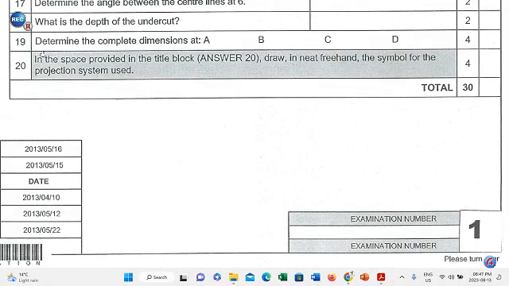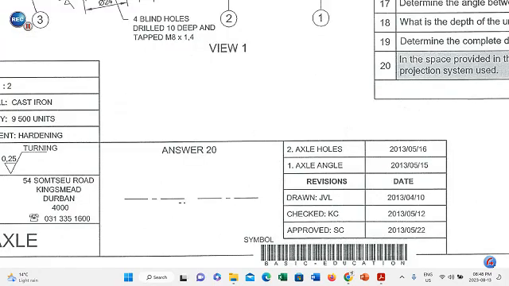Number 20 and your final question. In the space provided in the title block here, you will have to draw in neat freehand the symbol for the projection system which was used. Then of course, you've done this numerous times before. Learners, you start with your little short line of your center and a long line on that side of your short one and a long line at the bottom, which is your center line here for half a mark.